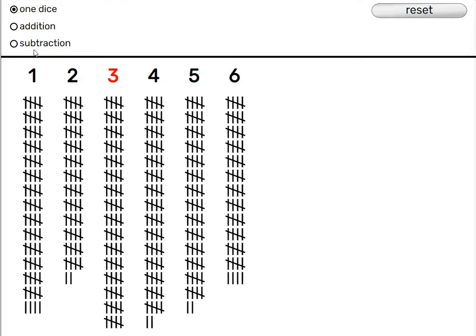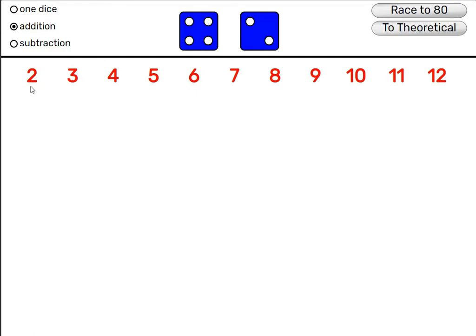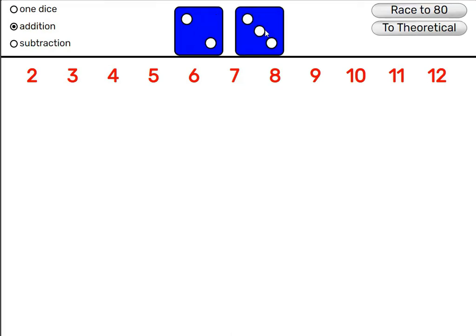Now, we move to addition mode. The possible sums now range between 2 and 12. Some students may expect an equal distribution here as well, but this time, as you know, 7 has an advantage. There are many sums that give 7, 1 and 6, 2 and 5, and so on, whereas 2 is obtained only by the throw of 1 and 1, and 12 only by the throw of 6 and 6, so they're expected to lag behind.